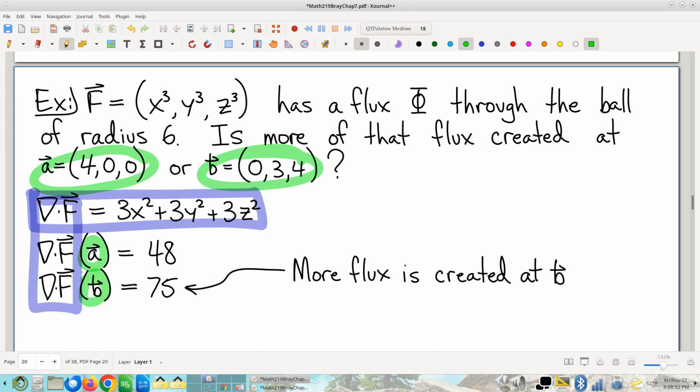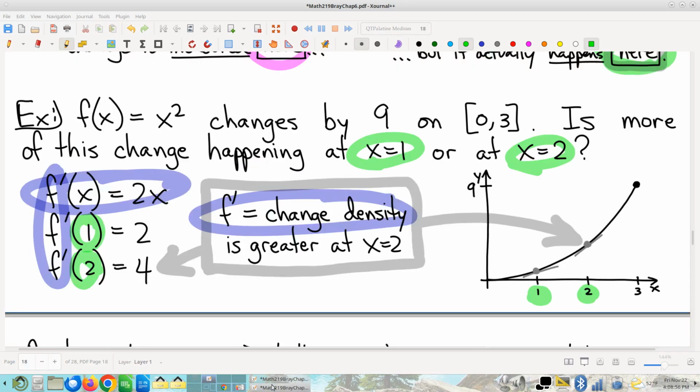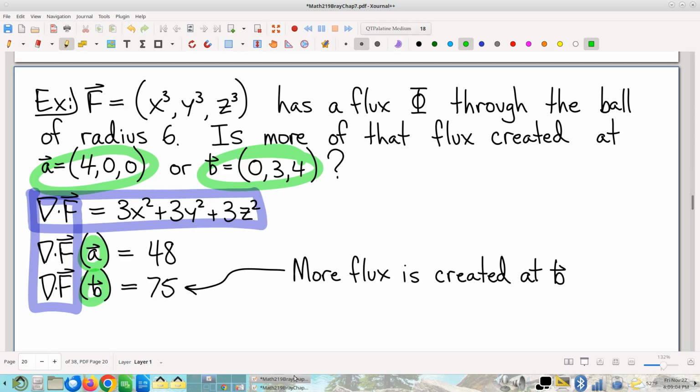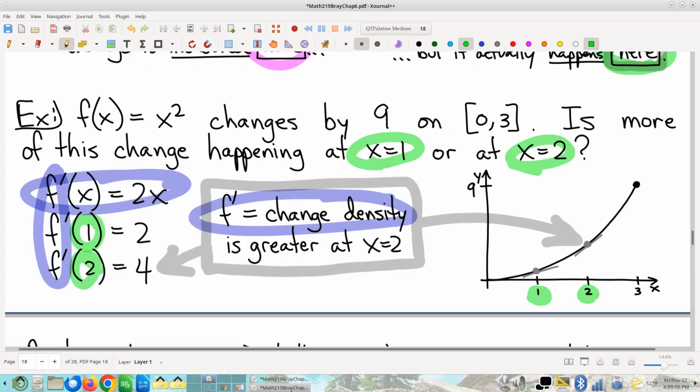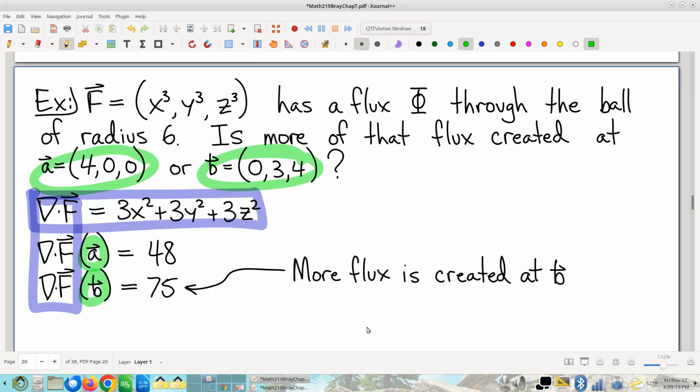Everybody see how this is analogous? Now again, it's geometrically different, of course. Here, this is a lot more geometrically relatable. It's harder to see the picture when you're talking about divergence. But in the same way that the derivative is telling you how much change is happening in the vicinity of a given point, I claim divergence is telling you how much flux is happening at a given point.